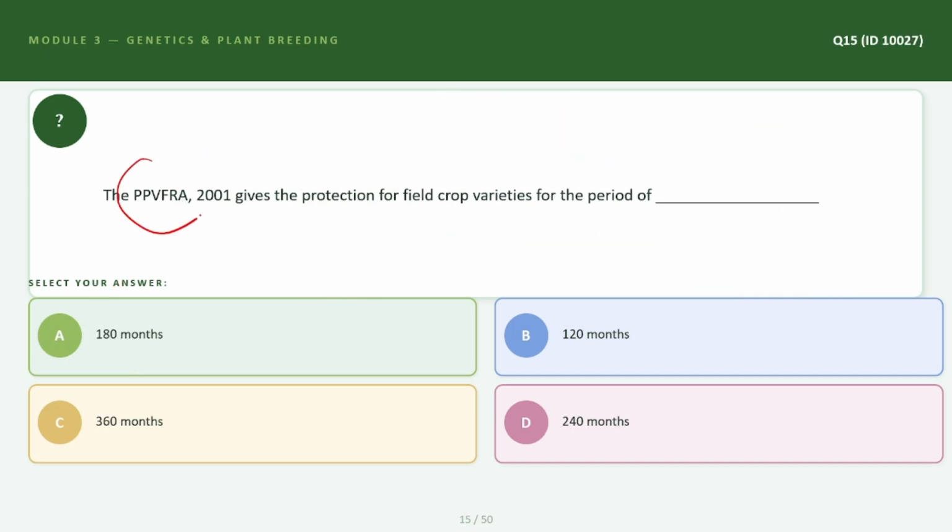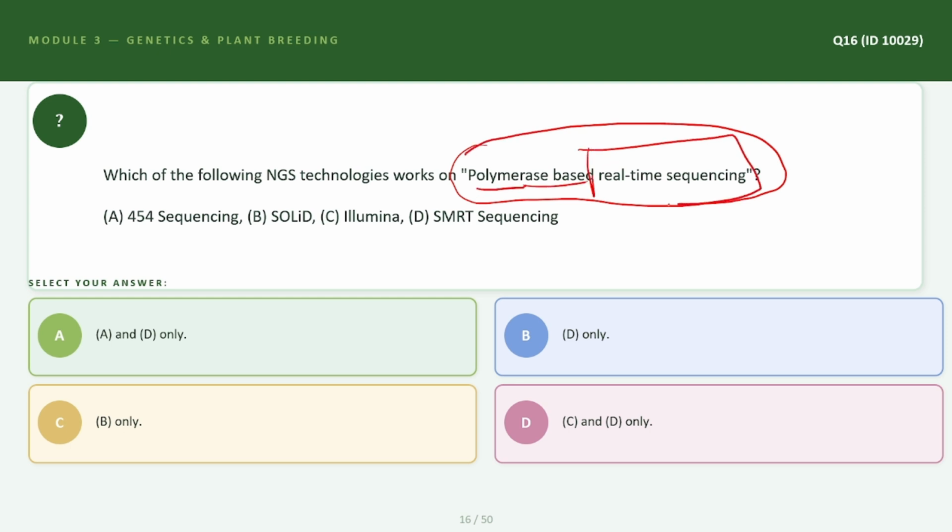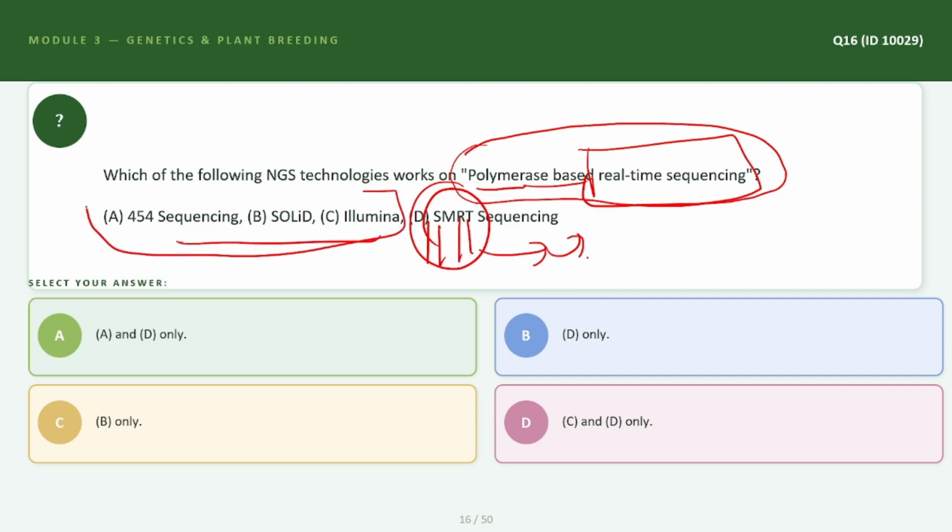Then, PPVFRA 2001 gives the protection of field crop varieties for the period of. See, this is very important, very easy question. That's no need to discuss. See, here also there is a question based on sequencing. Polymerase based real time sequencing. See, SMRT, single molecule real time sequencing, the name itself tells. Okay. The rest, they are all NGS techniques, but they do not do real time sequencing.